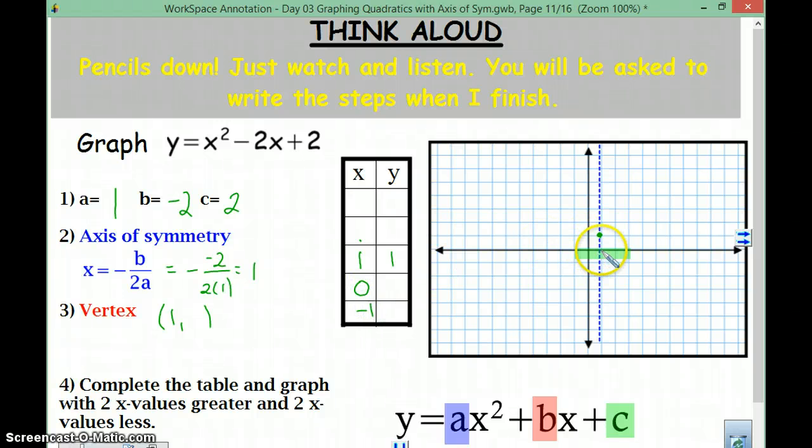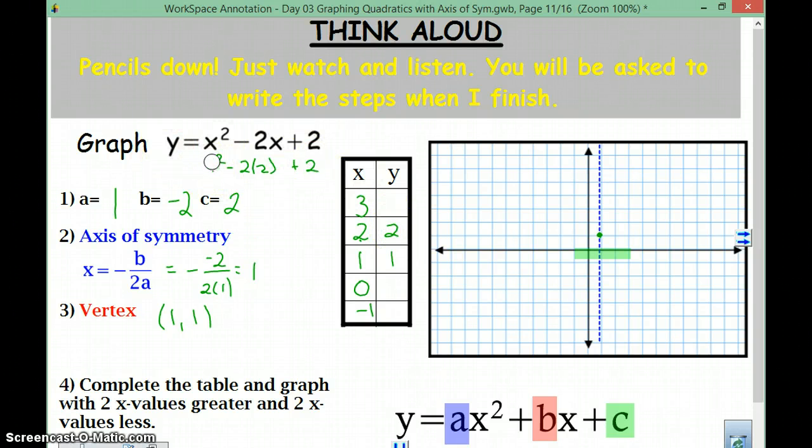And from here going up, 2 and 3. Good? Okay, we've got to plug each of these in. Let's do it. Plug 2 in here. You end up with 2 squared minus 2 times 2 plus 2. Do you see a 0 pair? 2 squared minus 2 times 2. That's your 0 pair. You're left with 2.